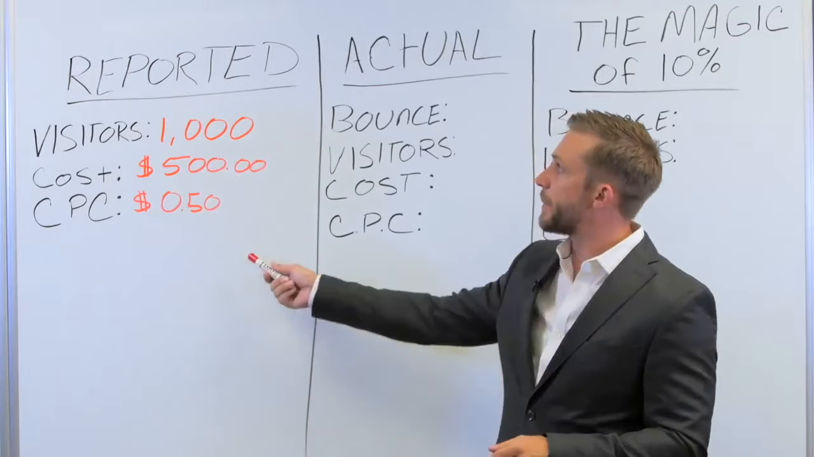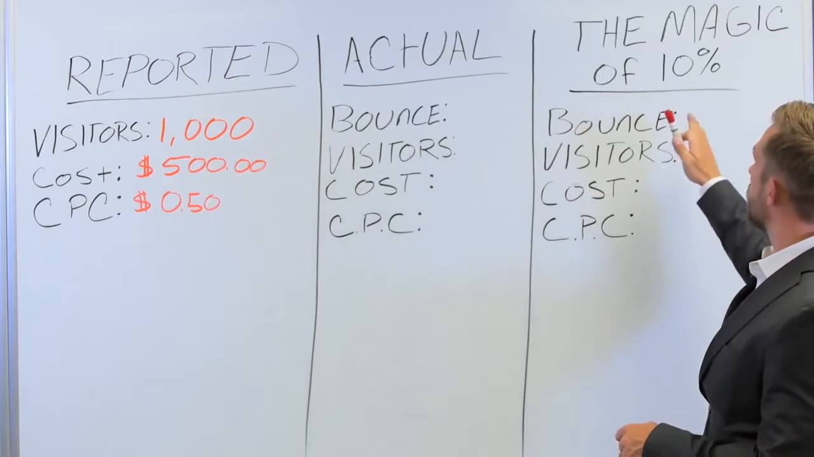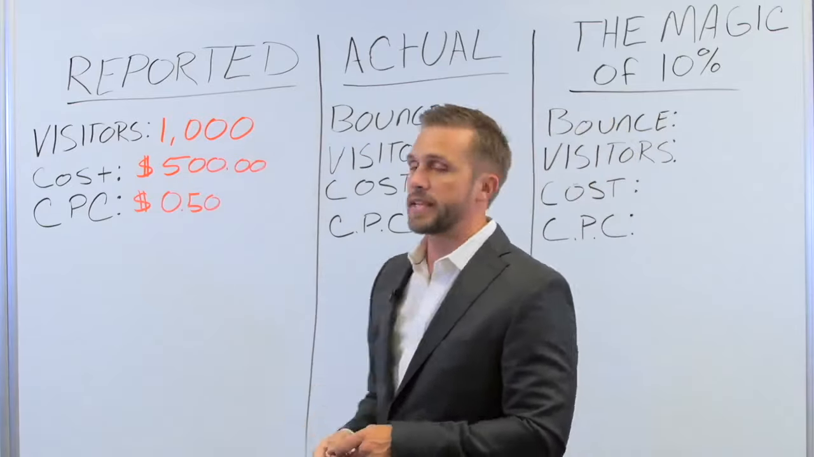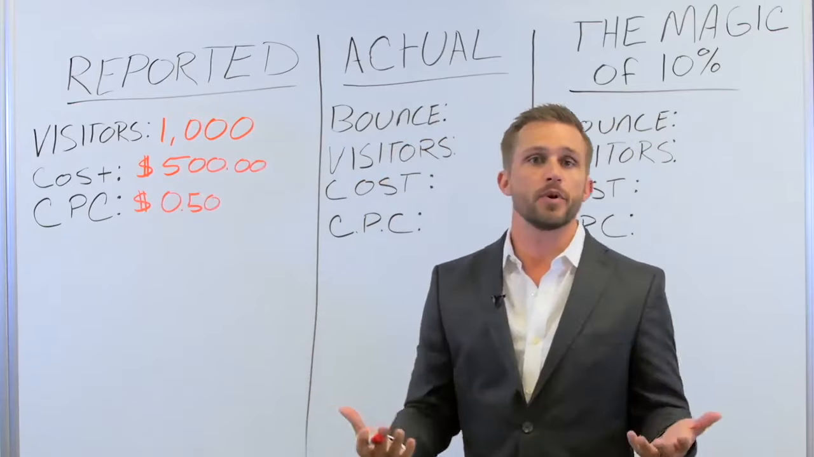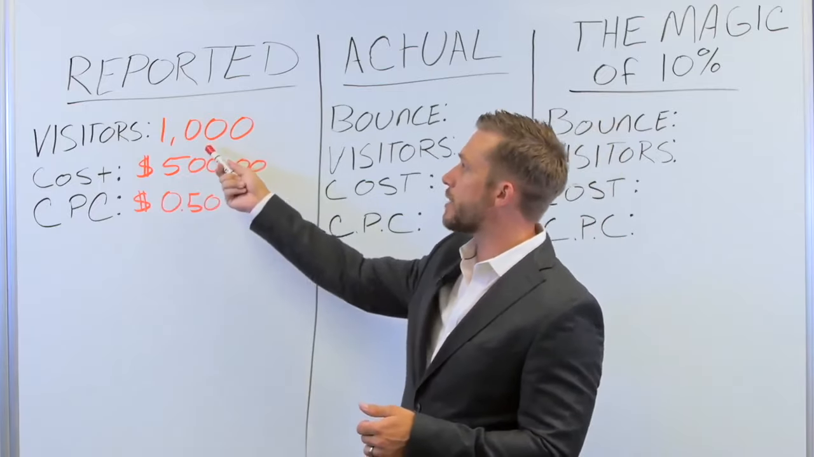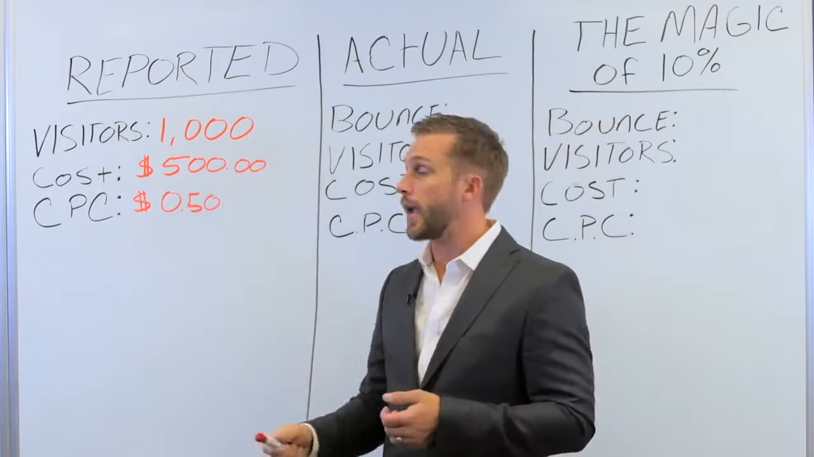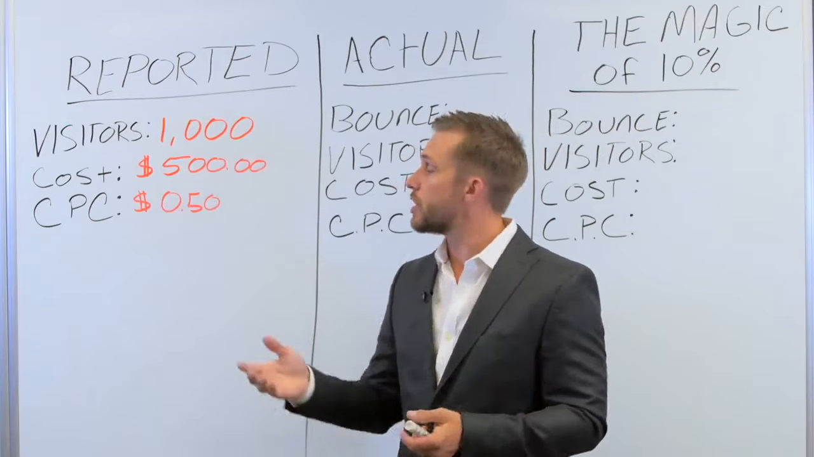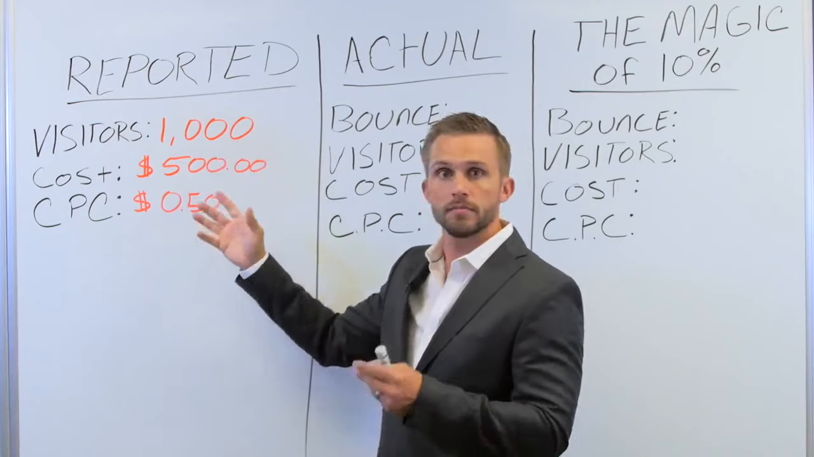Let's take this example. We've got reported, actual, and then the magic of 10%. This is my favorite side. But right here, we're going to start with the test. Let's say you bought a Facebook ad or AdWords or whatever else. You did a campaign and generated 1,000 visitors. The cost of that campaign was $500, so your cost per click on those 1,000 visitors was 50 cents a visitor. Nothing fancy there.